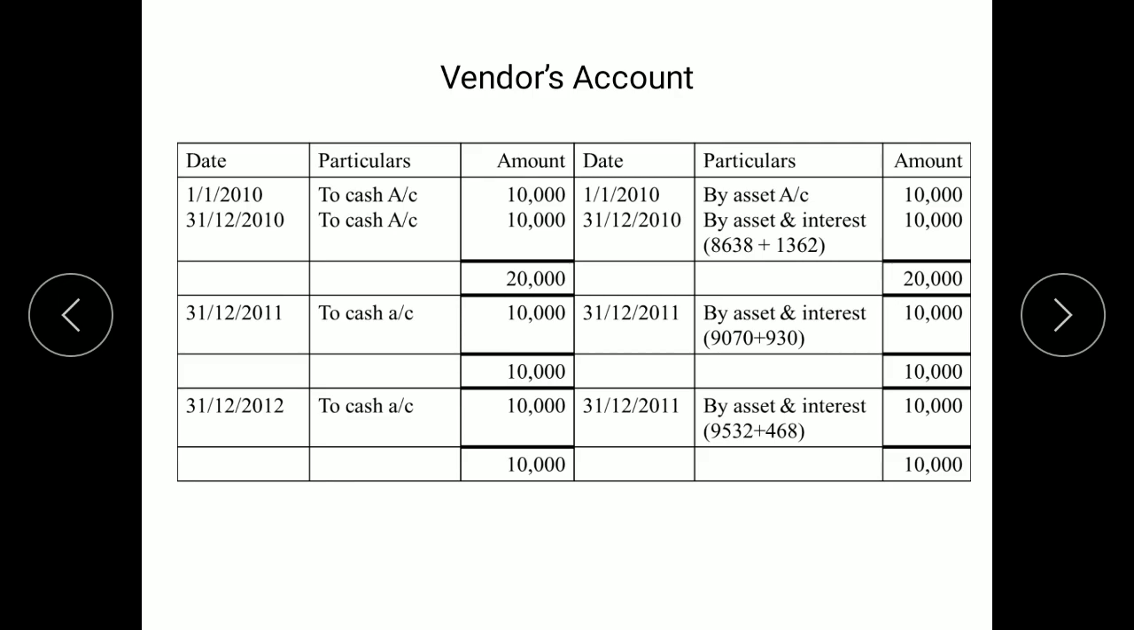Next, vendors account. Vendors account will begin from the credit side, because to the hire purchaser, the vendor is a liability, meaning he has to make payment to the hire vendor. So this account begins from the credit side over here. First entry on 1st January 2010 by asset account. This is for the advance which is due. At the beginning of the year, the advance is due towards the vendor. So by asset account 10,000.